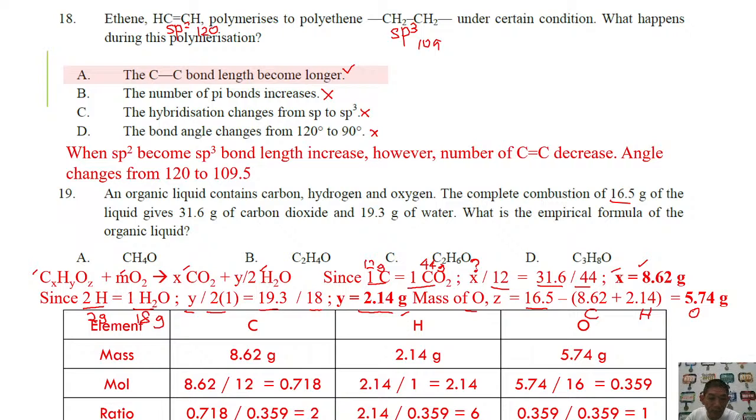So after you get the mass of carbon, hydrogen, and oxygen separately, then you do the empirical formula method. So 8.62 divided by 12, 2.14 divided by 1, 5.74 divided by 16. So you get your simplest ratio of carbon to hydrogen to oxygen will be 2 to 6 to 1. So this will give your empirical formula to be your answer C, C2H6O2.